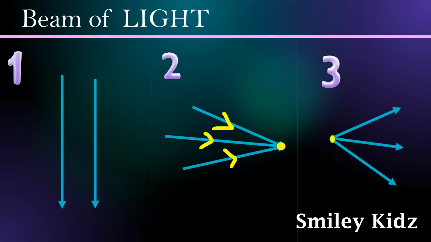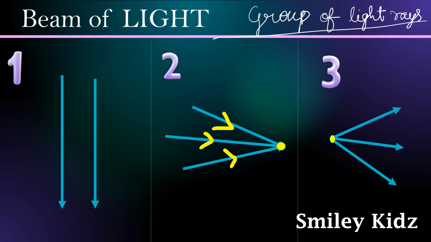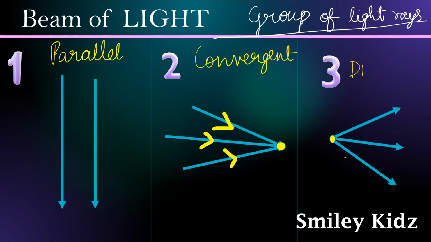What is a beam of light? The group of light rays which are originating from a source in some definite direction is called a beam of light. There are three types of beam of light. One is the parallel beam of light. Second is the convergent beam of light. And third is the divergent beam of light. Let's understand each in detail.